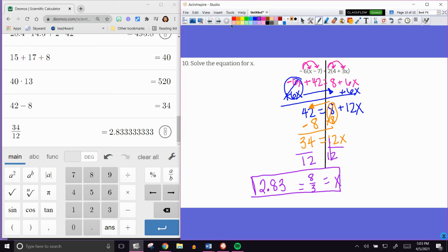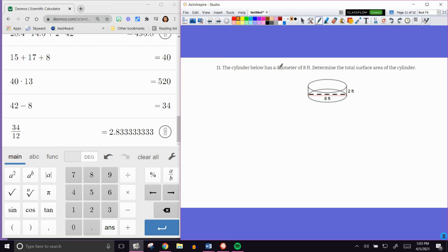All right. Number 11. The cylinder below has a diameter of 8 feet. Determine the total surface area. Telling me cylinder, telling me total. S equals 2 pi RH plus 2 pi r squared. Now it does tell me diameter of 8. And remember, we need the radius, which is only half of it. So my radius will be 4.